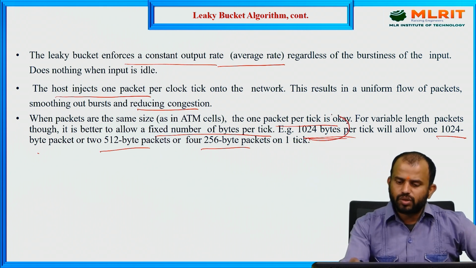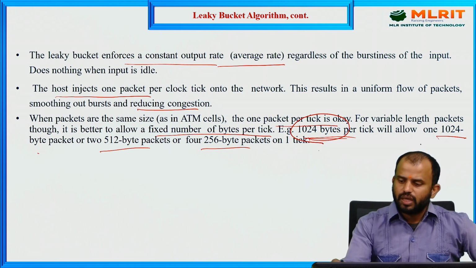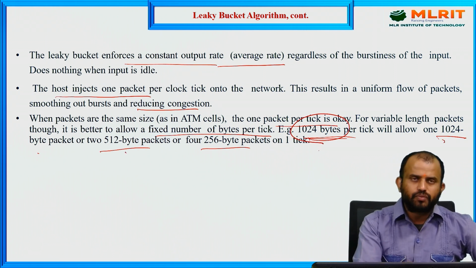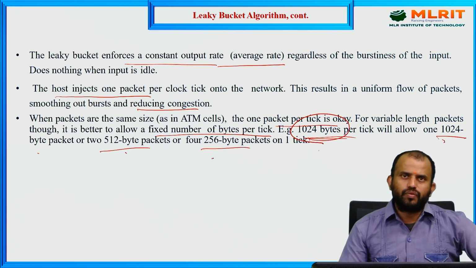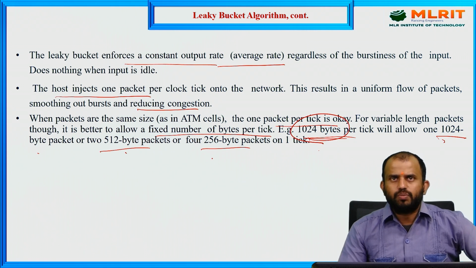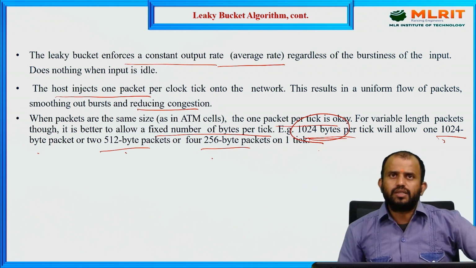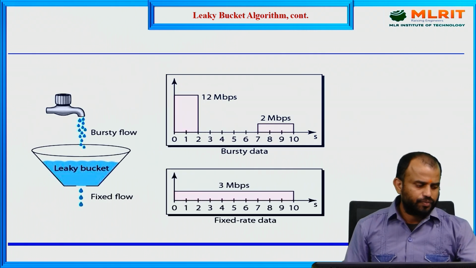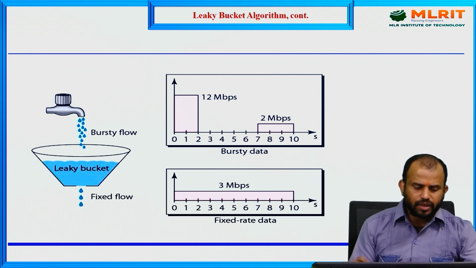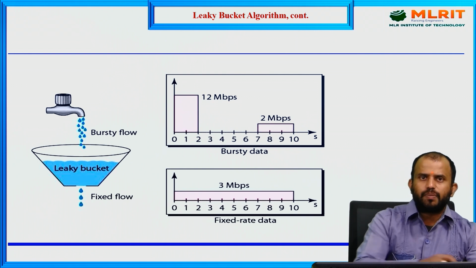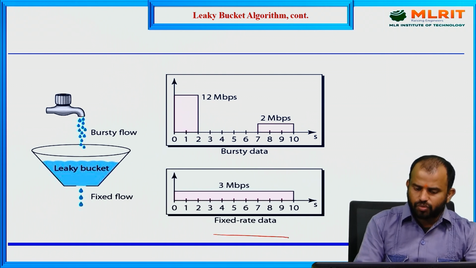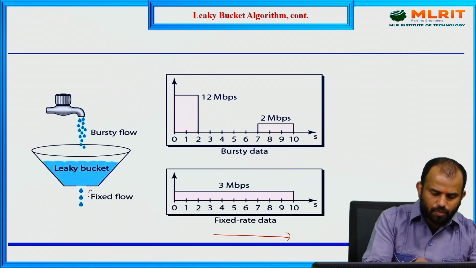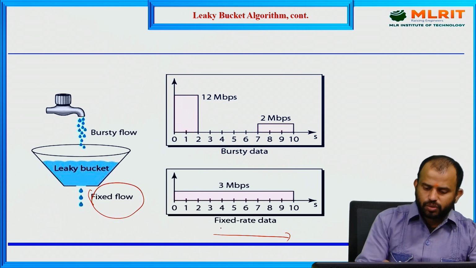If you get this 1024 bucket, we get either a single 1024, or two 512, or four 256 packets. That should happen. That we call the leaky bucket algorithm. In the leaky bucket algorithm, we have to maintain the data rate. Here a fixed amount of data rate is there. We have to maintain a fixed amount of flow, so there should be a fixed data rate.